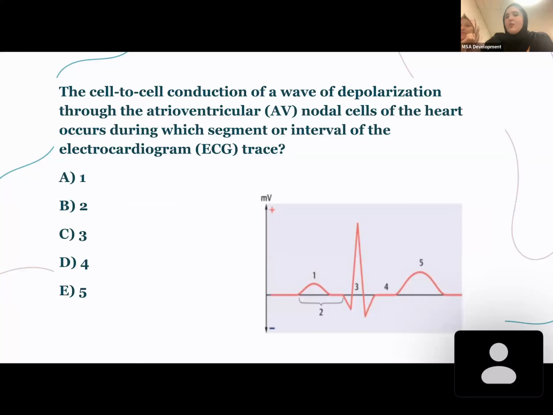Next. The cell-to-cell conduction of a wave of depolarization through the AV node of the heart occurs through which of the segments? You see how 1 corresponds to this, 2 corresponds to this. Someone said 2 before you. I want someone to explain.